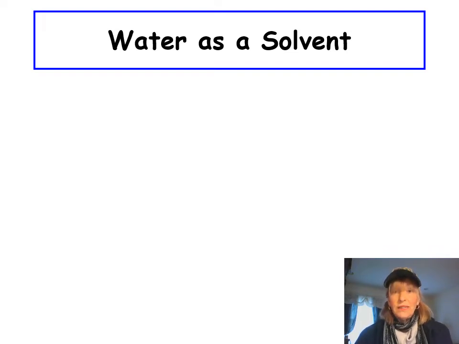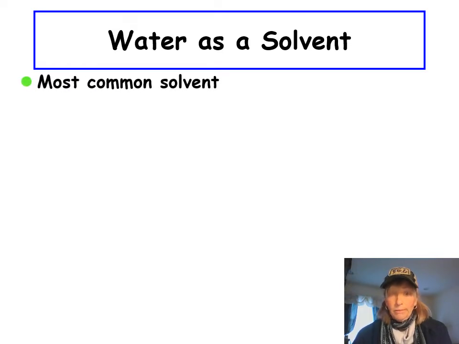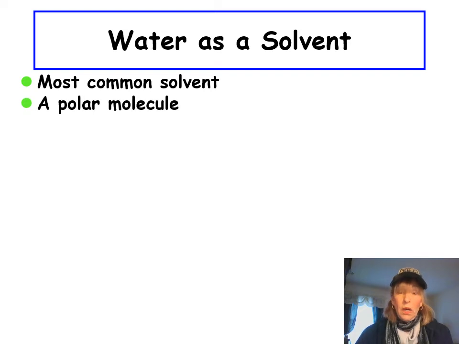Water as a solvent. This is what we are going to focus on primarily in this chapter. So let's just start with water. It's the most common solvent. So that's why we're going to study it. Water. What do we know about it from our study of covalent molecules in an earlier chapter? It is a polar molecule.